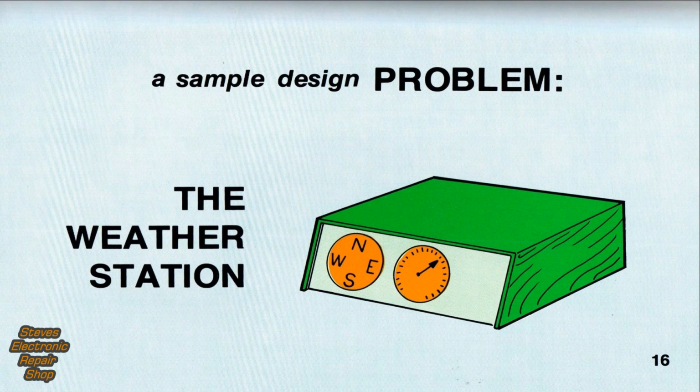Frame 16. Well, now you can probably see some of the real advantages of microprocessor-based design. To further reinforce the design approach, let's look at a sample problem. For our example, we've selected a weather station, an application that's well within the capabilities of the microprocessor.